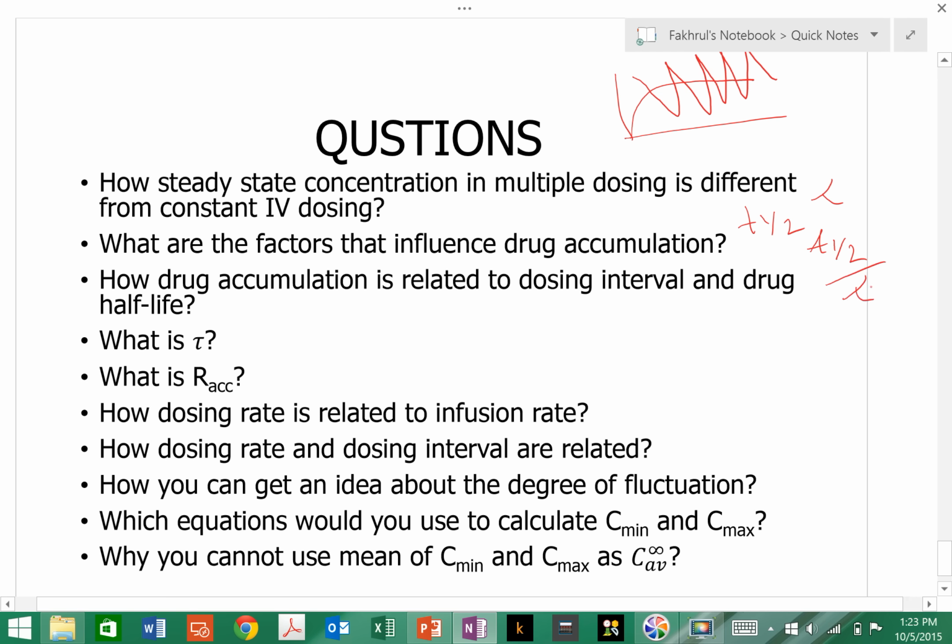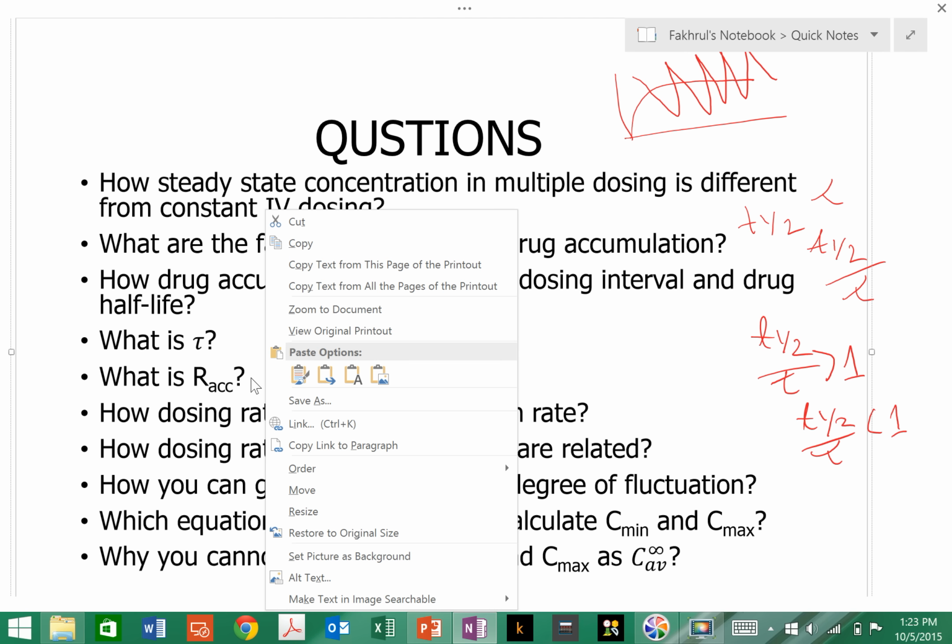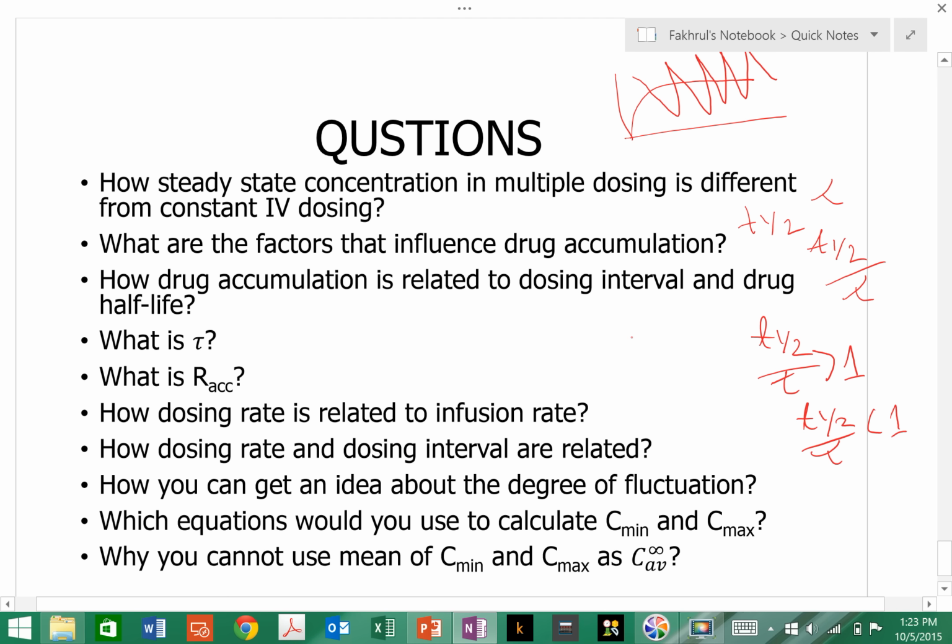How is drug accumulation related to the dosing interval and drug half-life? This is how it is related. T half by tau greater than 1 will be major accumulation. T half divided by tau small, accumulation will be negligible. Here tau is the dosing interval, and RSS is the accumulation factor. RSS is the accumulation factor.